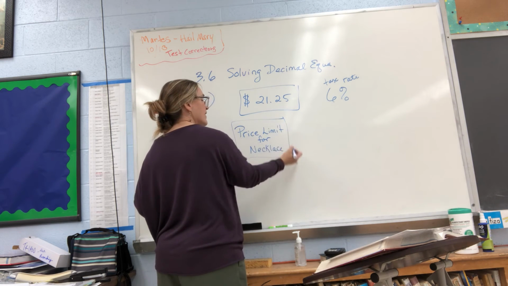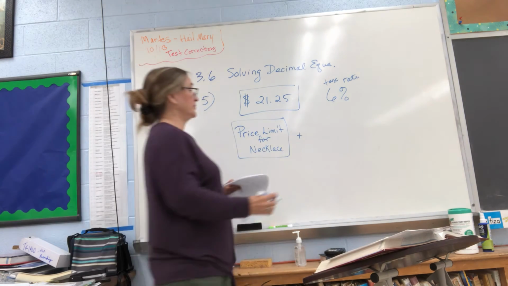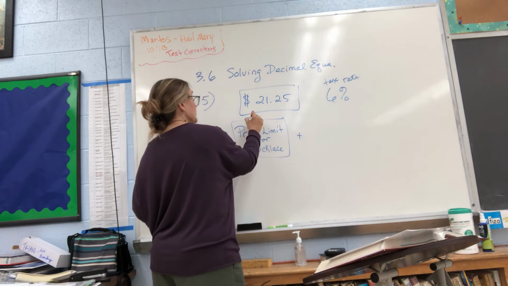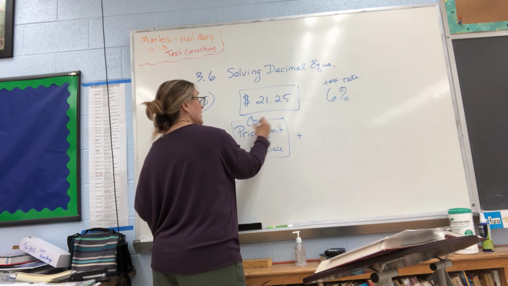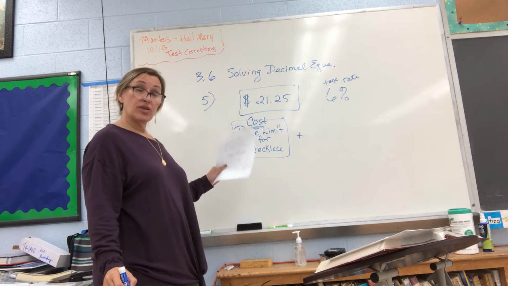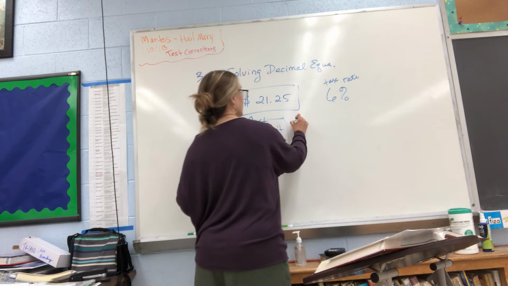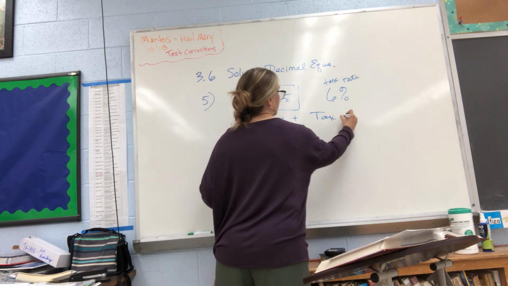You're going to spend that money, and then you're going to find the tax on that. Basically, I could just call this the cost of the necklace, right? So the cost of the necklace plus the what? Tax. Thank you. Plus the tax is equal to what? The total.